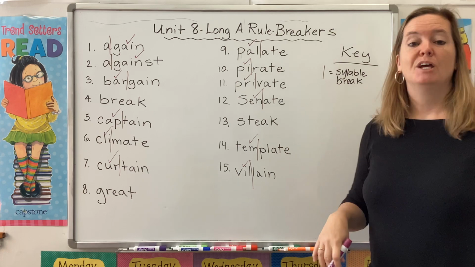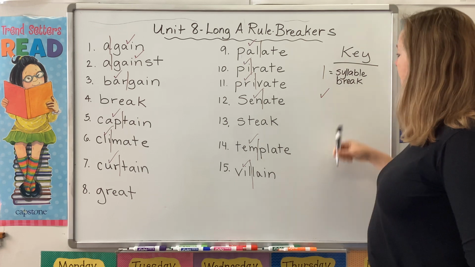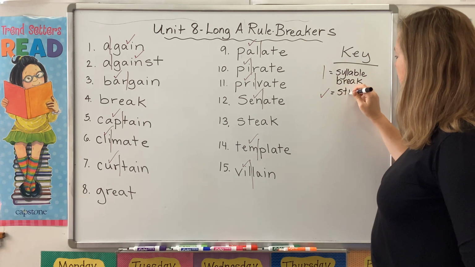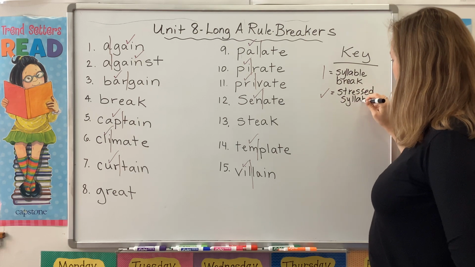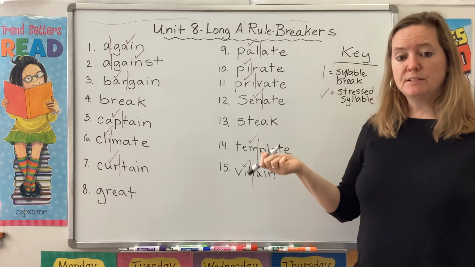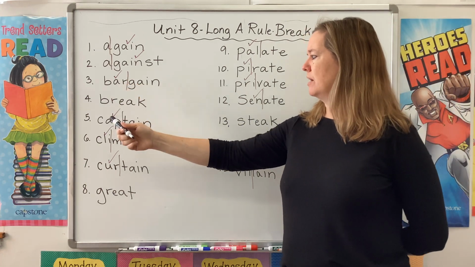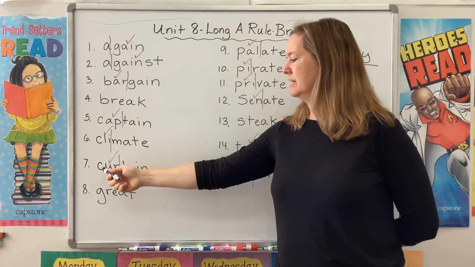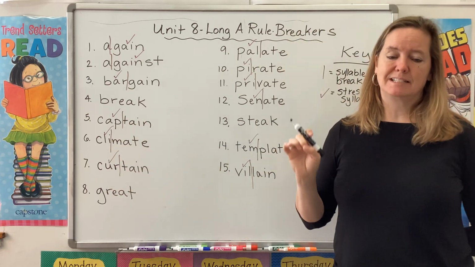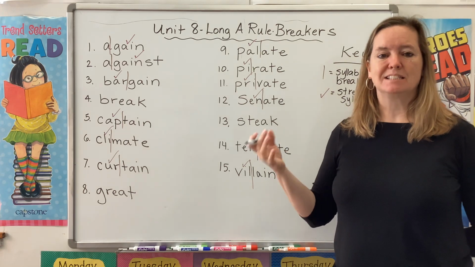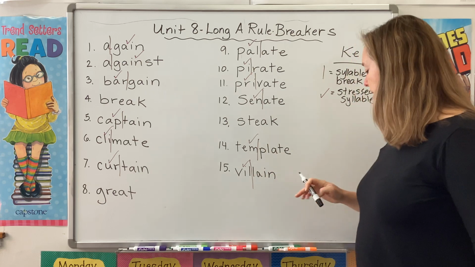Okay, so in each of these words, we have checked off the stressed syllable. Now, this week, the stressed syllables are very easy to pronounce and spell. Bar, cap, cli, cur, you're not going to have trouble with those. It's the unstressed syllables where we start seeing some weird patterns showing up. So that's what we're going to focus on.